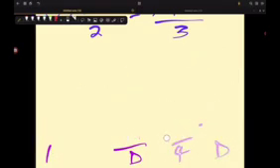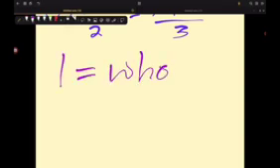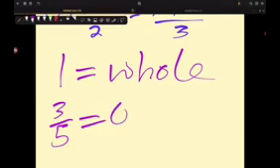So that is fraction. And what is a fraction? A fraction just means part of a whole. One in mathematics is always used to represent whole. One is whole. So if I now have 3 over 5, this should be 0 point something.